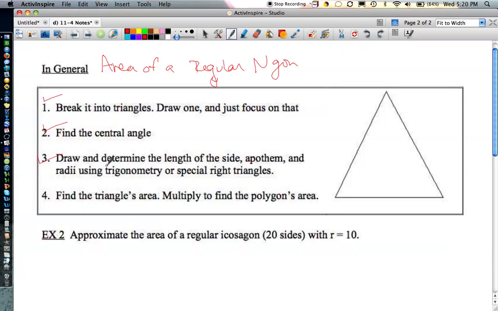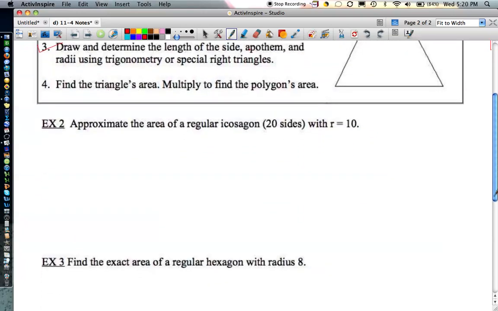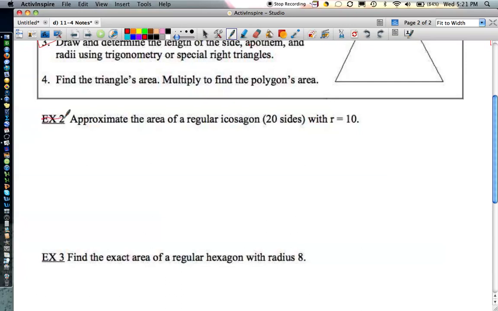Now my notes are a little bit different from yours because under here it tells you some special areas of polygons. It has polygon areas, and those are n times 1/2 SA. Well, you have them in your notes, so why don't you look at them, and if you have any questions tomorrow in class, we can discuss it. My example 2 and your example 2 are different, so you do that one. My example 3 and your example 3 are the exact same, so let's do this together.